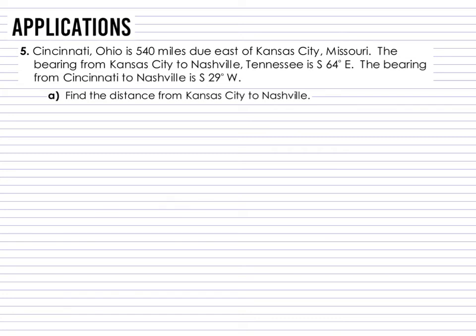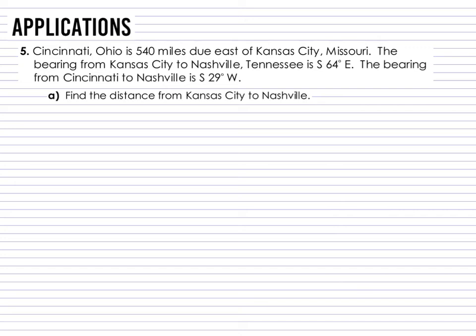So in this problem, it says that Cincinnati, Ohio is 540 miles due east of Kansas City, Missouri. The bearing from Kansas City to Nashville, Tennessee is south 64 degrees east. The bearing from Cincinnati to Nashville is south 29 degrees west.